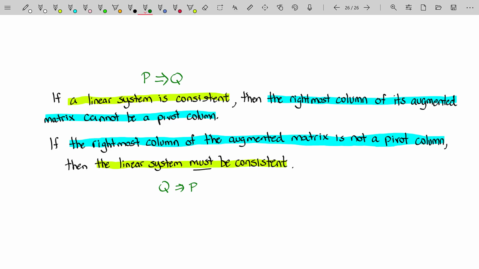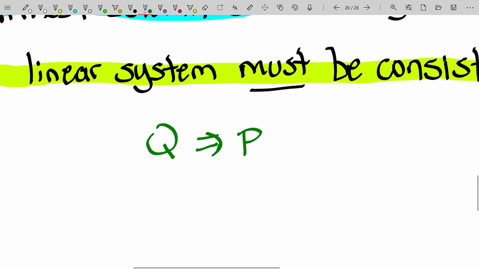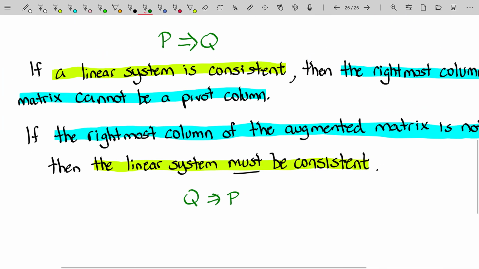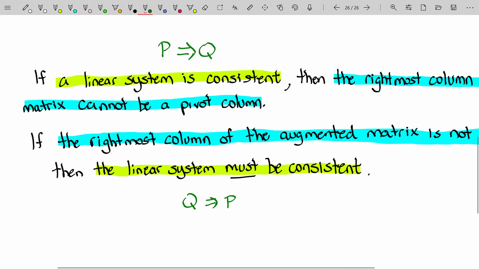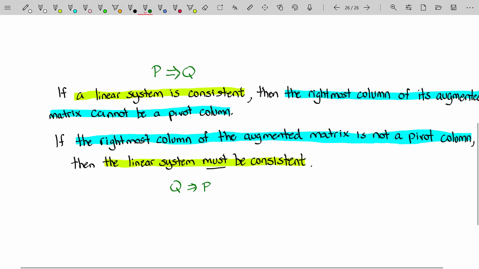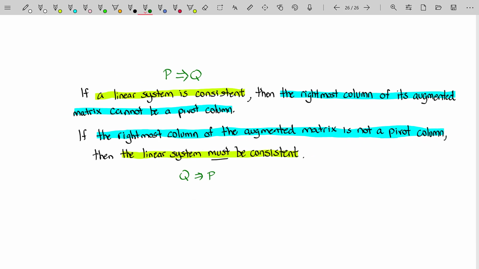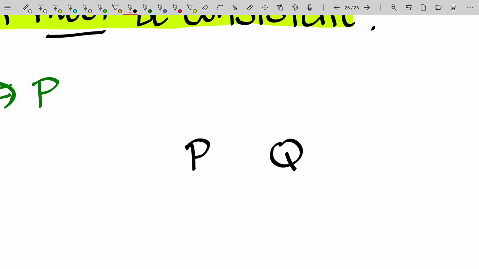So really the second statement says, well, if Q is true, then P must be true. Q implies P, but P also implies Q, so altogether we would say it this way. P is true if and only if Q is true. That's a terrible bijection symbol, so I'm going to go ahead and try it again.